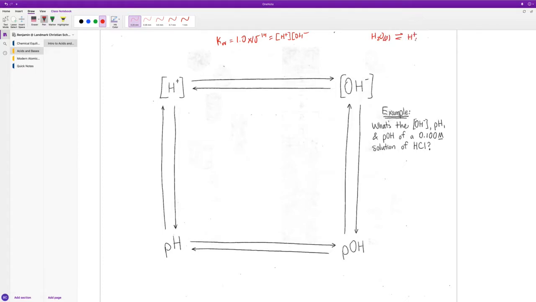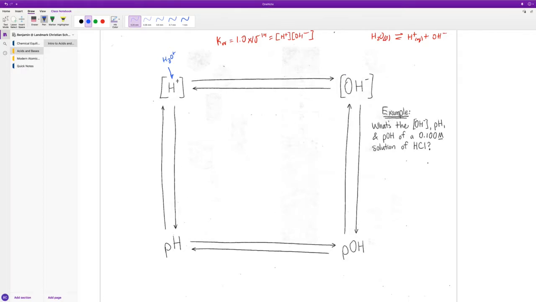In a previous video, we also talked about how you could consider two water molecules reacting with one another, one as an acid and the other one as a base, but that just gives you the hydronium ion instead. And so anywhere where we see H+, you could also call it the hydronium ion. Okay, and so this allows us to calculate various other things.